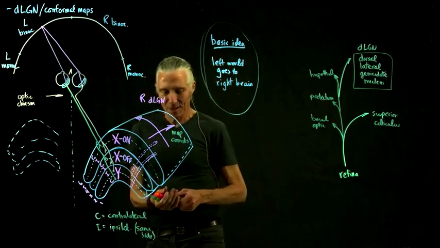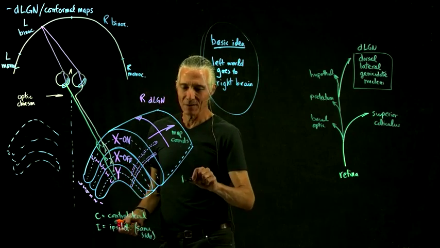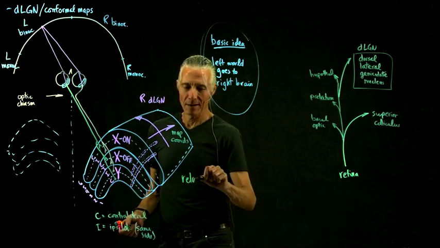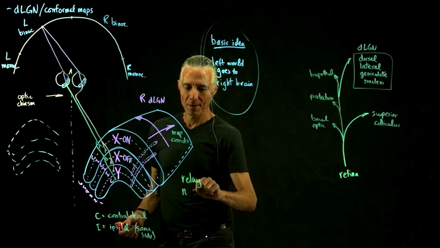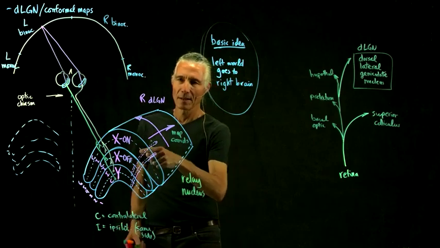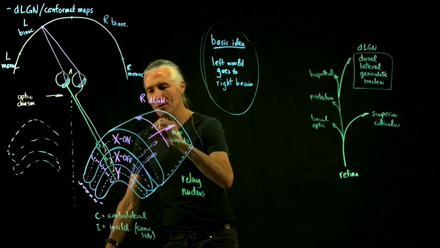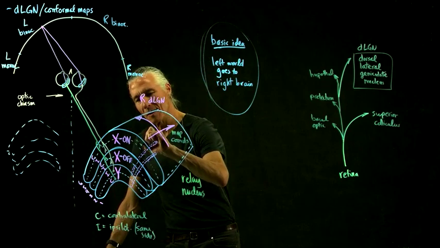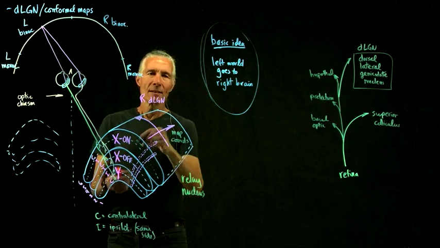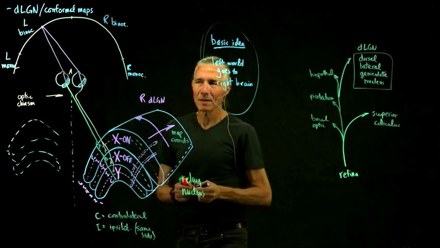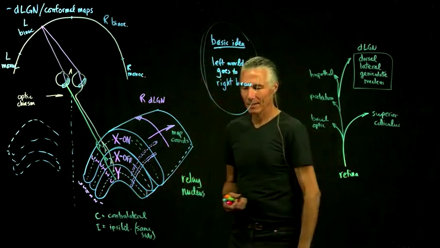So this thing is called a relay nucleus because not too much happens here. So there's no interaction between the different layers. There's interactions sort of within a layer, but there isn't really interactions between the layers. So it's kind of mainly sort of a relay nucleus.